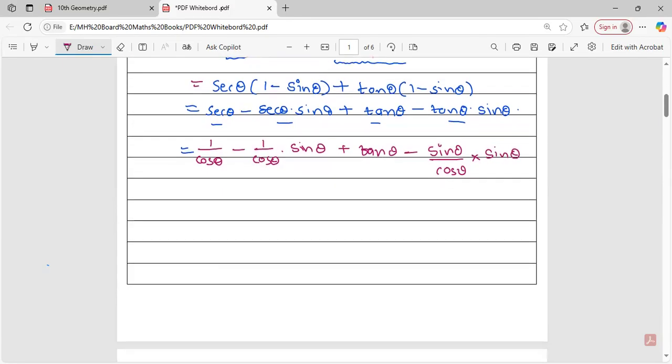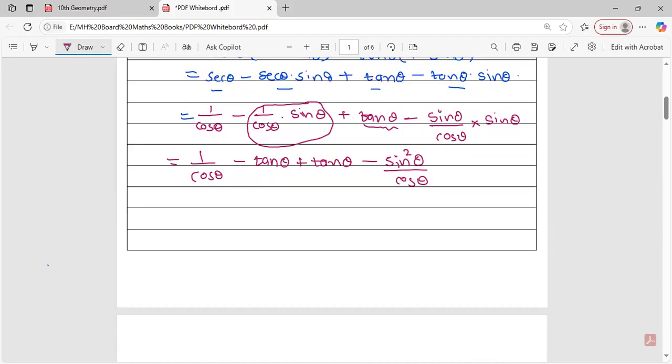Now see, it is 1 upon cos theta minus this is what? Sine theta upon cos theta. So will it be tan theta? Yes, tan theta. And then plus tan theta here. That's why I kept it as it is, didn't change it. Minus this as sine theta into sine theta, sine square theta upon cos square theta. Now, what can be done with it?